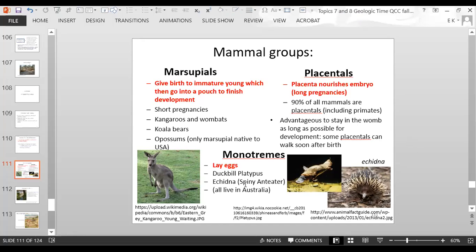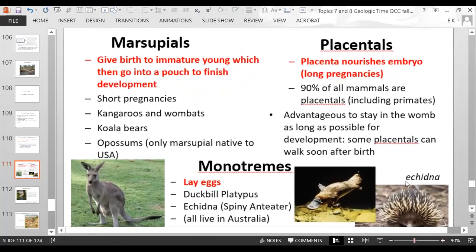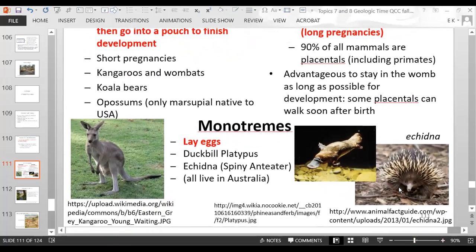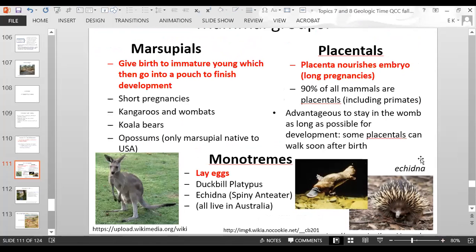The echidna, which is a spiny anteater, which, I don't know, it looks really cute. Isn't that cute? Look how cute this little animal is. The platypus is cute too, and so is the kangaroo. But this little echidna is so cute. Now, all monotremes live in Australia.